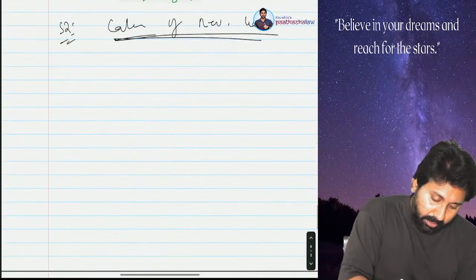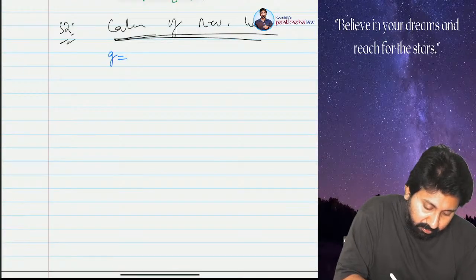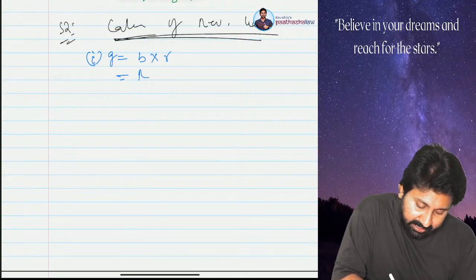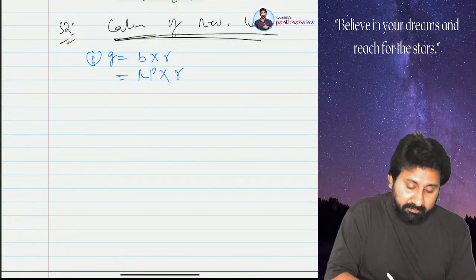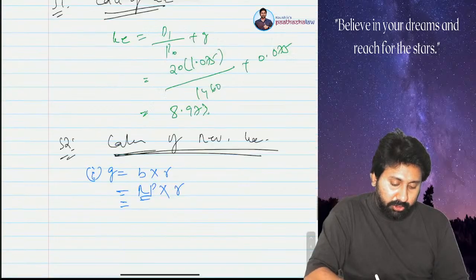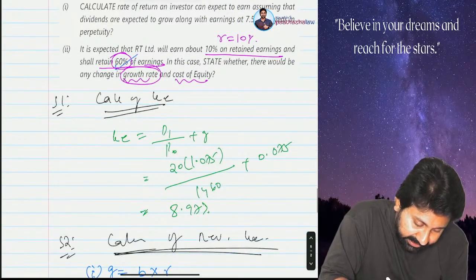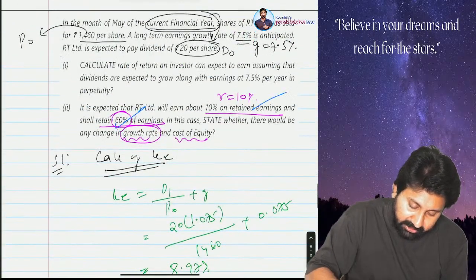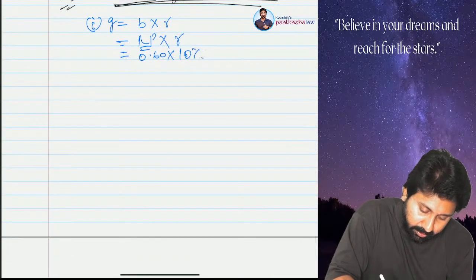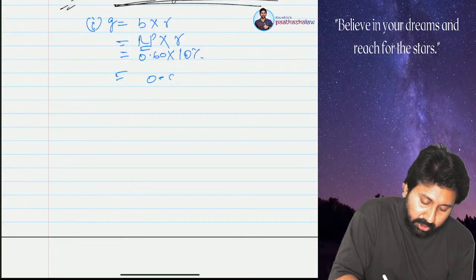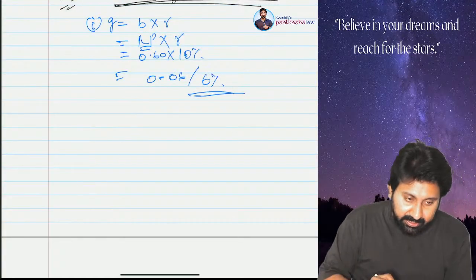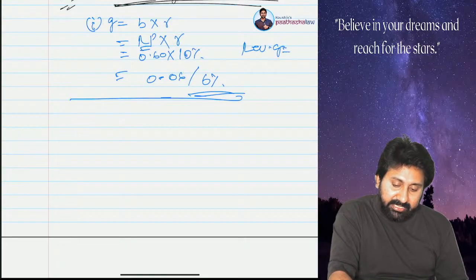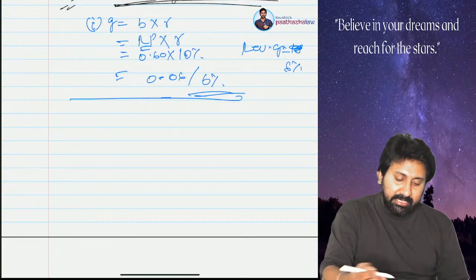See, G equal to B into R. B means retention proportion, into return on equity. Clearly, they said 60% will be retained. 0.6 into rate of return, which is 10%. 60% into 10% is 0.06, or 6%. So revised growth is 6%.